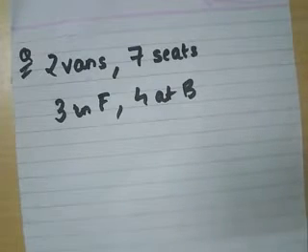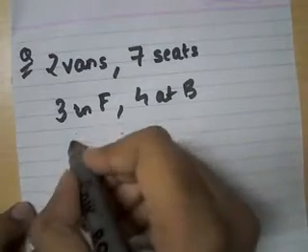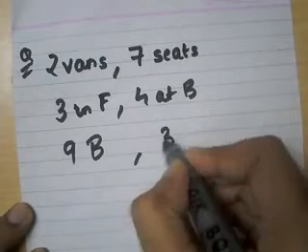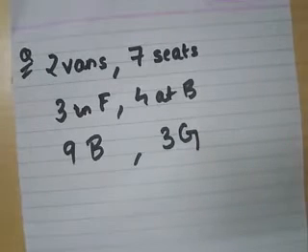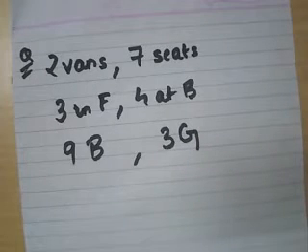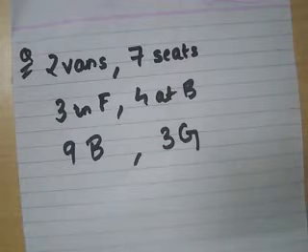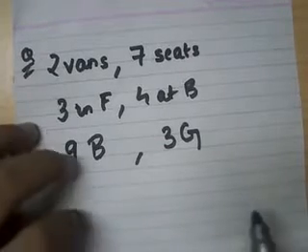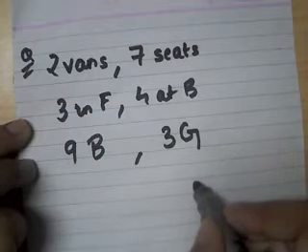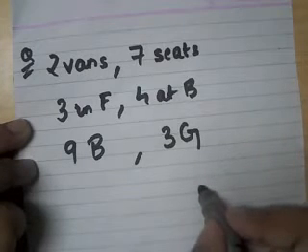Let me explain the question. 2 vans are there, 7 seats are there, 3 in front, 4 at back. Given that 9 boys and 3 girls are to be seated, what is the probability that the 3 girls which sit at the back seat will be sitting adjacent to each other?